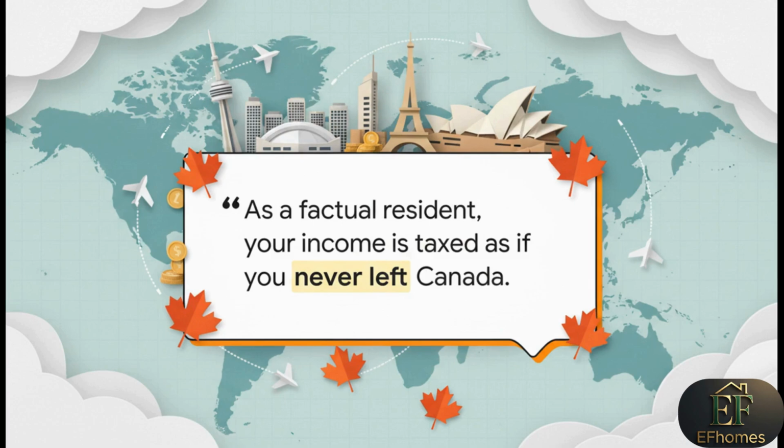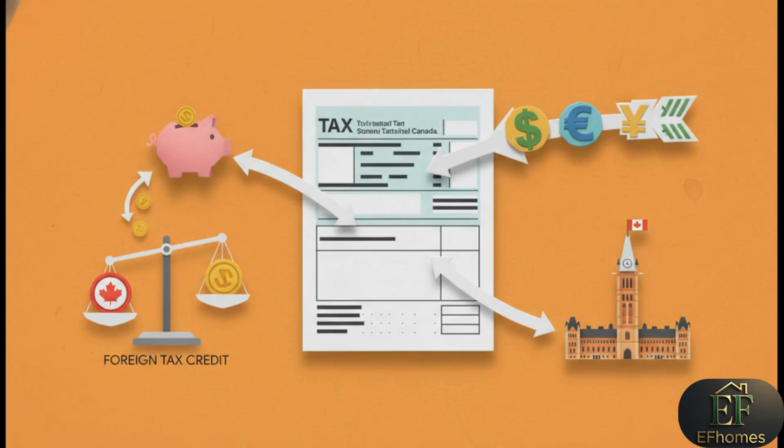It means that, as far as your taxes are concerned, it doesn't matter if you're earning your paycheck in London, Tokyo, or Sydney. To the CRA, it's like you're still right here. So, what does that actually mean in practice? It means you have to report every single dollar you earn from anywhere in the world on your Canadian tax return. You'll pay federal tax, and yep, you'll even pay provincial tax for whichever province you still have ties to.